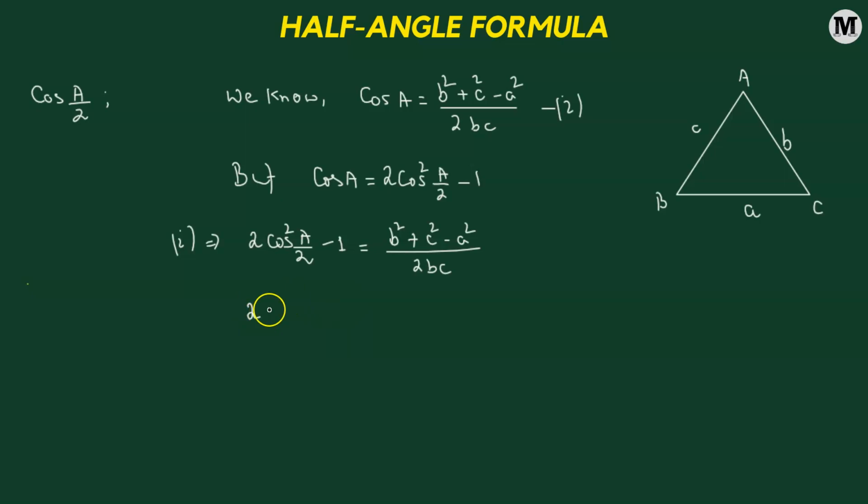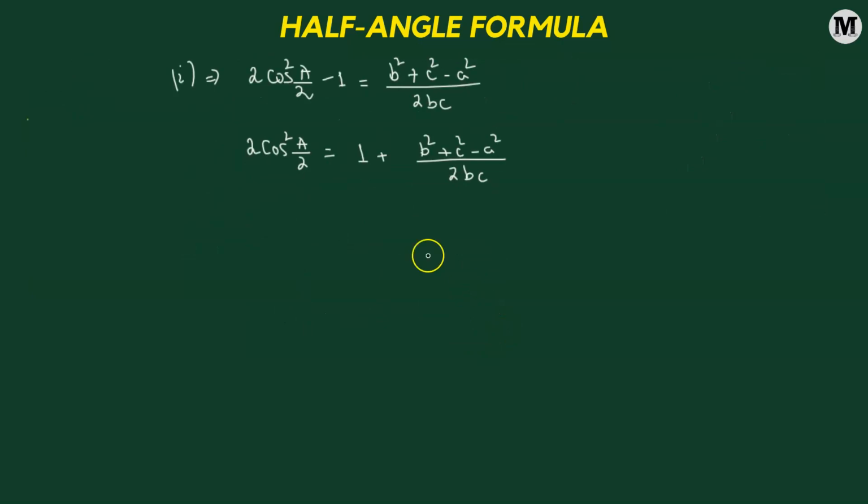Okay, let us begin. So here we keep 2 times cosine squared A over 2 on the left hand side and transpose 1 to the right hand side to get 1 plus B squared plus C squared minus A squared whole divided by 2 times BC. We're going to combine the two terms on the right hand side. So that's going to give us 2 times BC plus B squared plus C squared minus A squared whole divided by 2 times BC. Now, we can combine the first, second, and the third term in the numerator.